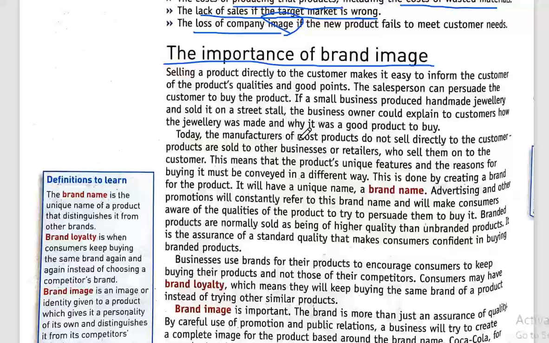Today, manufacturers of most products do not sell directly to customers. There's a retailer, there's a wholesaler, then there are a lot of people between the producer or the manufacturer and the customer. So there's no direct contact with the customer, and the product's unique features and the reasons for buying it must be conveyed in different ways. In order to help the customer understand more about the product without the direct presence of the producer, we must create something called a brand name, which is a unique name for the product.